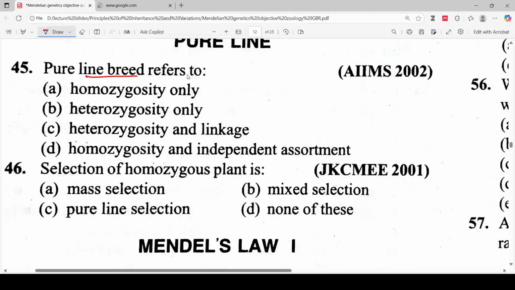Pure line breed refers to homozygosity only, heterozygosity and linkage, or homozygosity and independent assortment. So the correct answer is option A, homozygosity only. Next question.